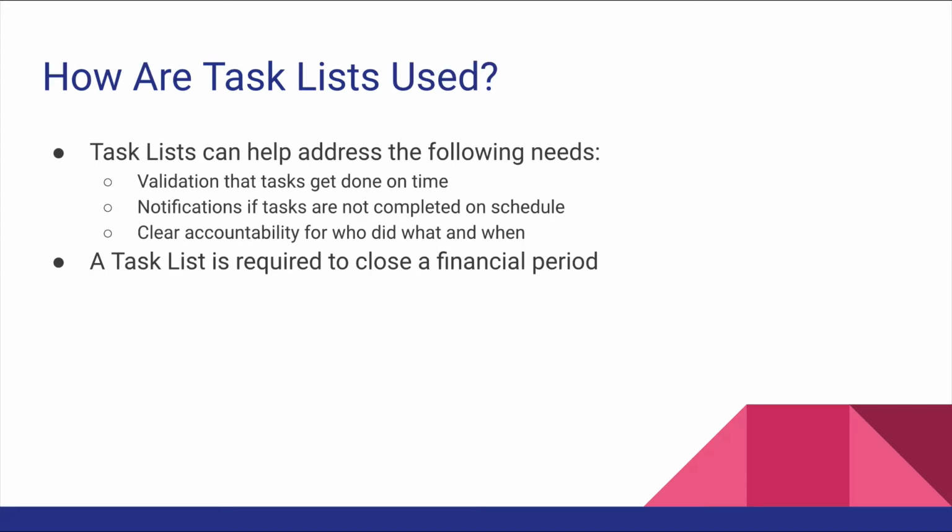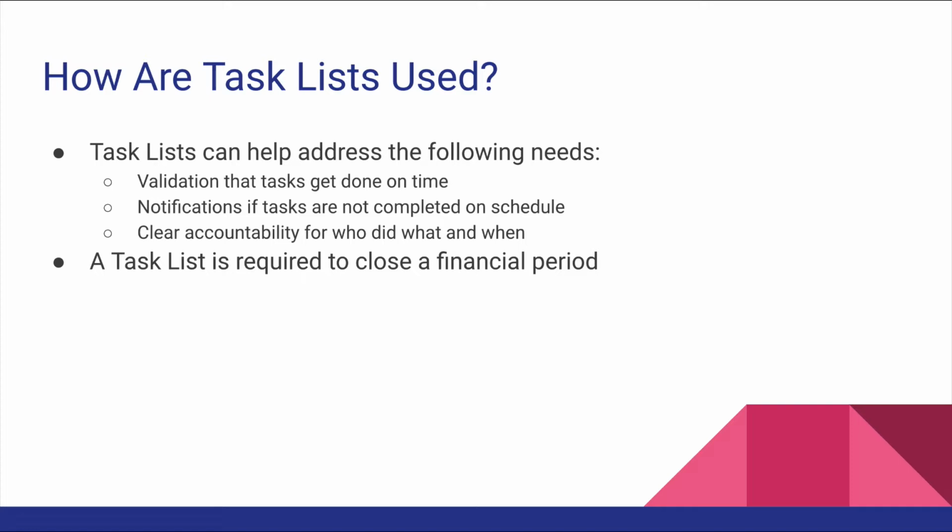You can use task lists for a few things. First of all, anytime you need validation that the tasks actually get done on time. Another thing is if you need notifications when things aren't completed on schedule. And finally, if you need accountability for who did what and when, these tasks maintain the information you'll need for that accountability.